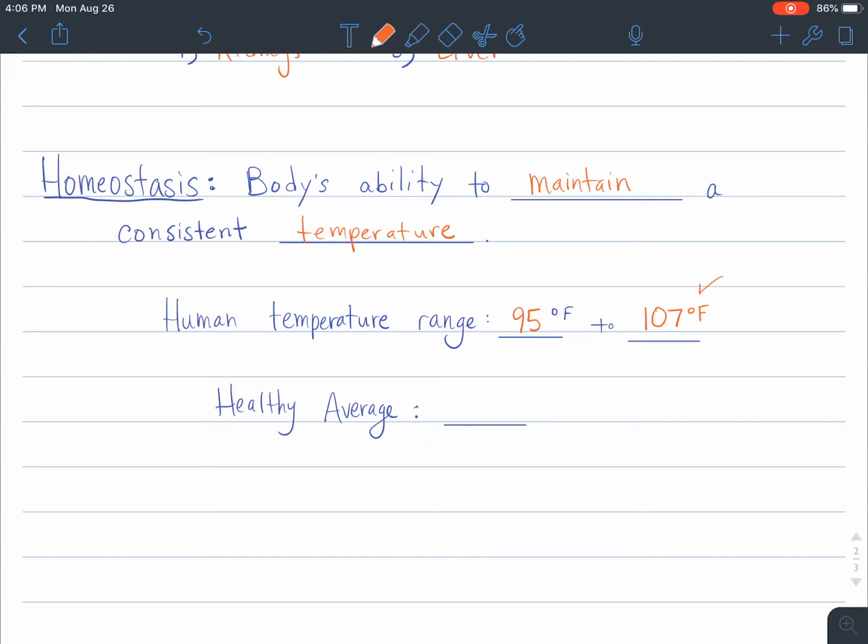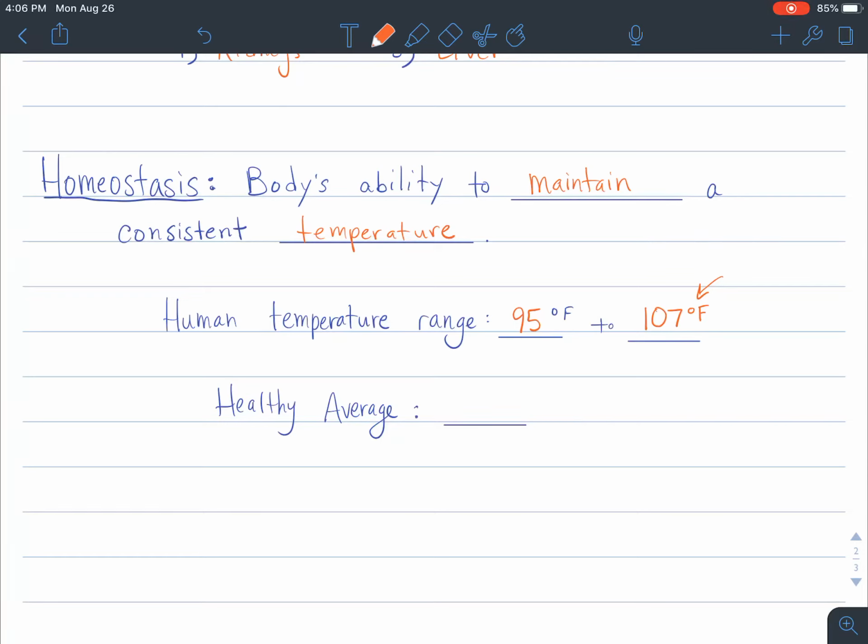So make sure you add those units there. We're counting the degrees in degrees Fahrenheit, not in Celsius. We're not using seconds, minutes, grams, pounds, anything like that. So the units for temperature here is degrees Fahrenheit. So cells have to be somewhere between 95 and 107 degrees Fahrenheit in order for them to maintain their ideal function so that they can actually work and do their job.